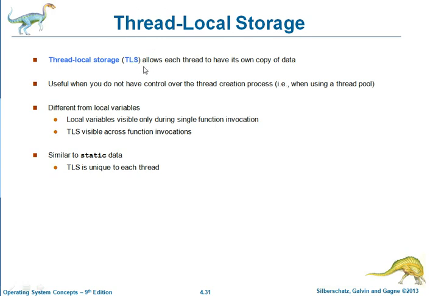So, for example, in a transaction processing system, we might service each transaction in a separate thread. Each transaction might be assigned a unique identifier. So to associate each thread with its unique identifier, we use thread local storage. Local variables are visible only during a single function invocation, whereas TLS data are visible across function invocations. In some ways, TLS is similar to static data. The difference is that TLS, or thread local storage, data are unique to each thread. Most thread libraries, including Windows and pthreads, provide some form of support for thread local storage.